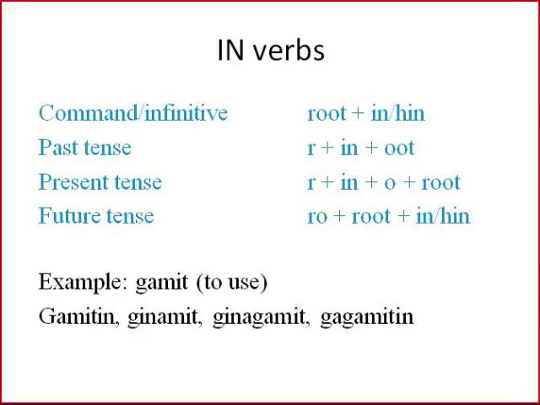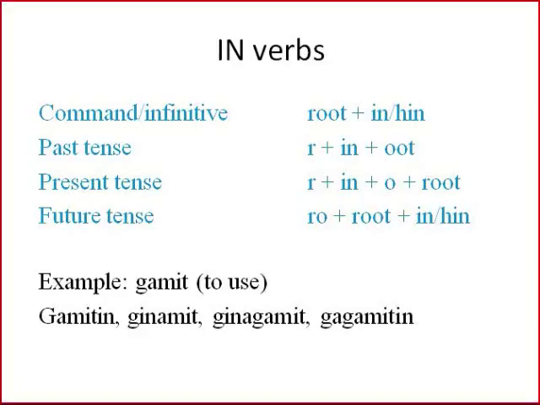Present tense is created by inserting "-in" before the first vowel, and then after you say the first vowel, you repeat the whole root. In, o, root. Future tense is created by duplicating the first syllable of the root and then adding "-in" or "-heen" at the end of the root. Root, "-in".